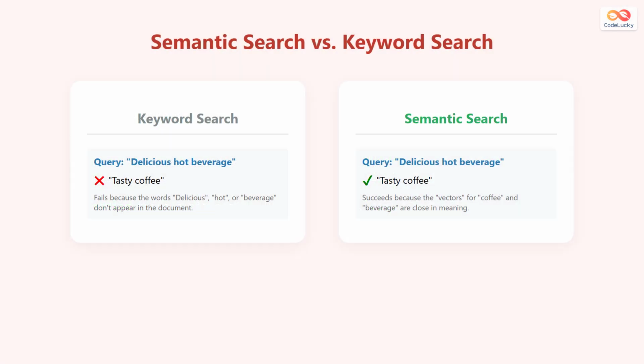Traditional search looks for exact keyword matches. If you search for "delicious hot beverage," it might miss a document that says "tasty coffee" because the words are different. Semantic search, using vectors, solves this. It understands that coffee is a beverage and tasty is similar to delicious, so it finds the relevant result based on meaning, not just spelling.